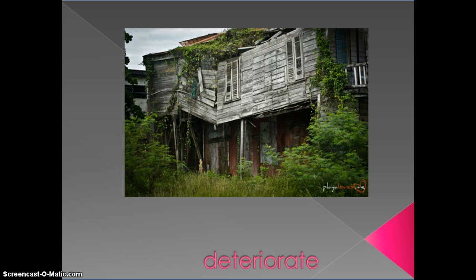The next word, deteriorate. And deteriorate means to lower in quality or value, or to wear away. This house is deteriorating, it's falling down. You kind of get the picture. Synonym for that one is to degenerate, and the antonym for that is to fix up.